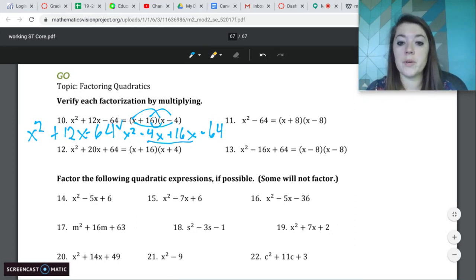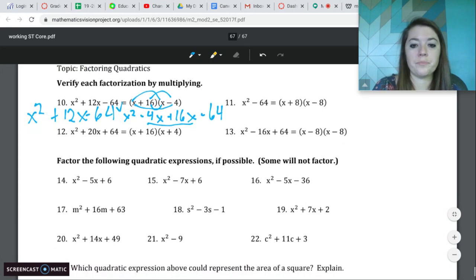So that's what you guys are going to be doing. You're going to be showing that these work out to be the same. And yes, I want to see your work because you're verifying. So I need to see that you've done the work to show it.